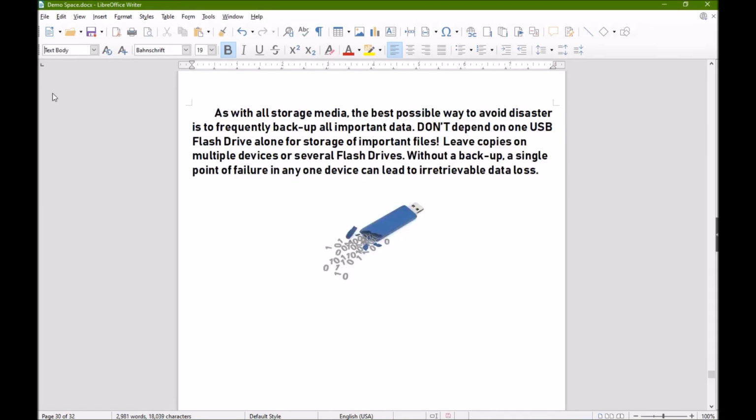As with all storage media, the best possible way to avoid disaster is to frequently back up all important data. Don't depend on one USB flash drive alone for storage of important files. Leave copies on multiple devices or several flash drives, and preferably in different locations. Without a backup, a single point of failure in any one device can lead to irretrievable data loss.